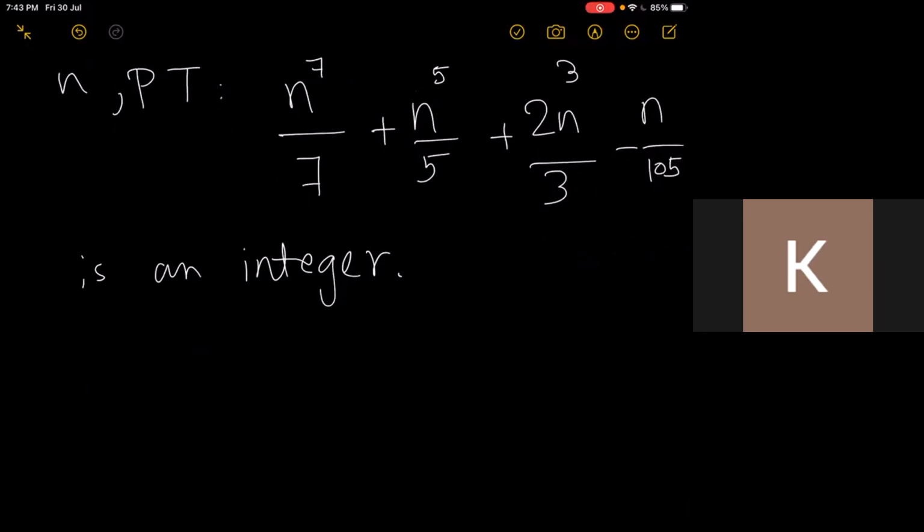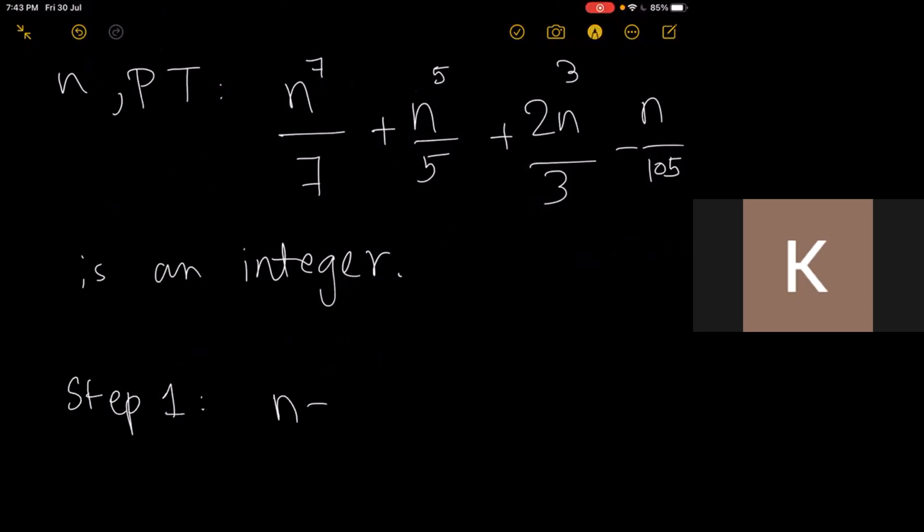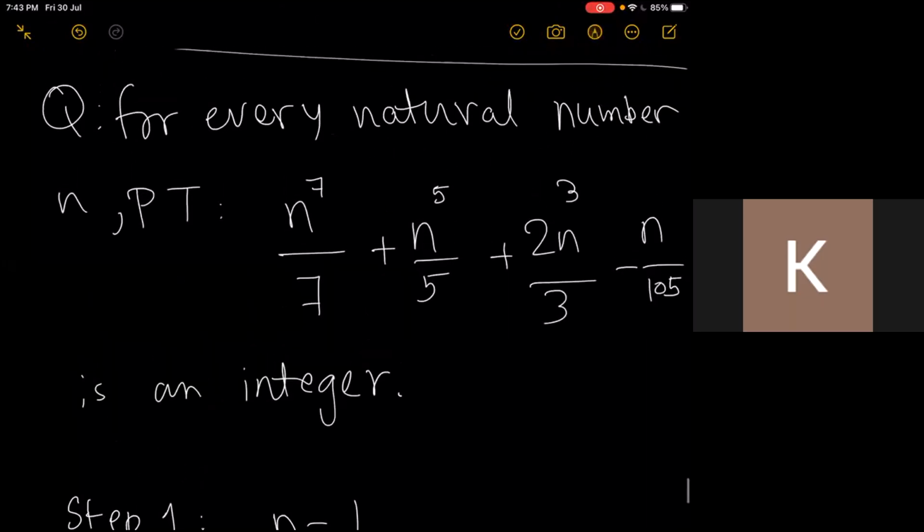Okay, so step 1, someone tell me step 1. We have to take n equal to 1. Why n equal to 1? Why 1 is the minimum? Because for every natural number... So what is the minimum natural number? 1. Yes.